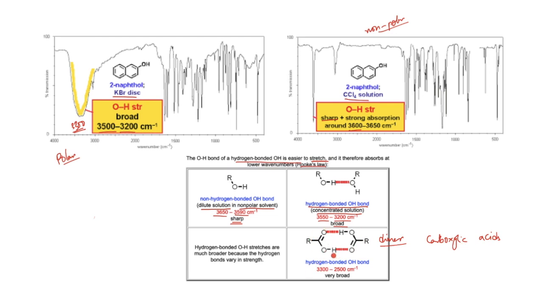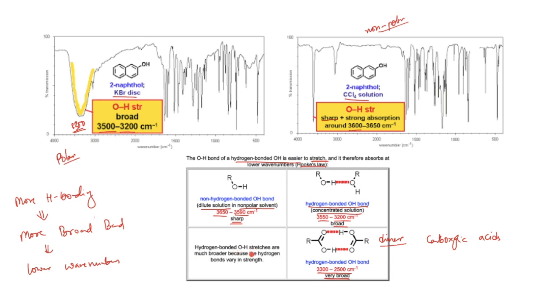So in the carboxylic acids you will find that this dimerization happens, and since you have more hydrogen bonding, obviously the band will be much lower than 3300, and it will be more broad. It will be very broad. So remember the extent of hydrogen bonding. More hydrogen bonding means a more broad band, and you will get it at lower wave numbers.